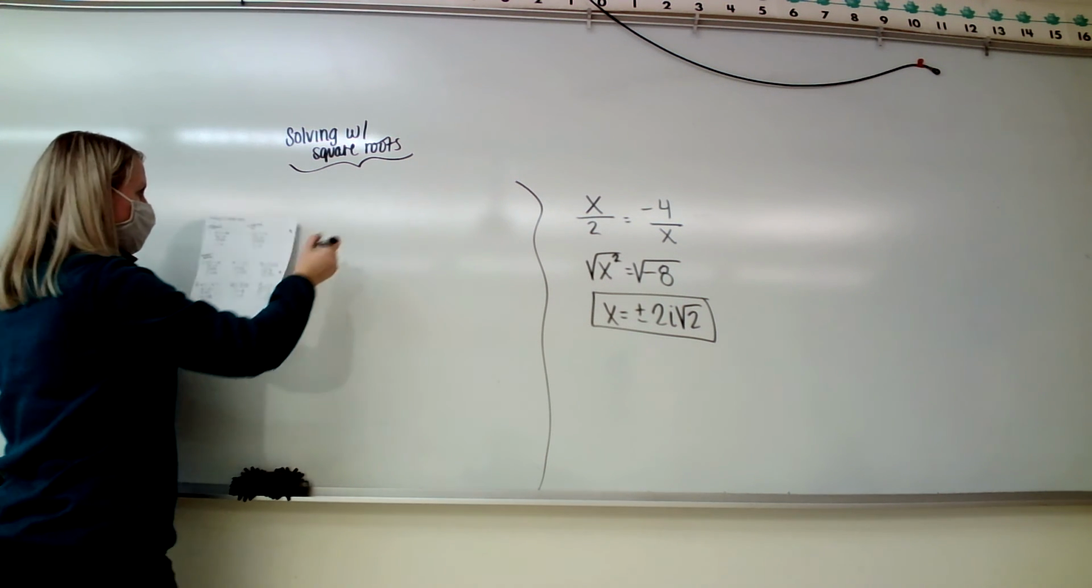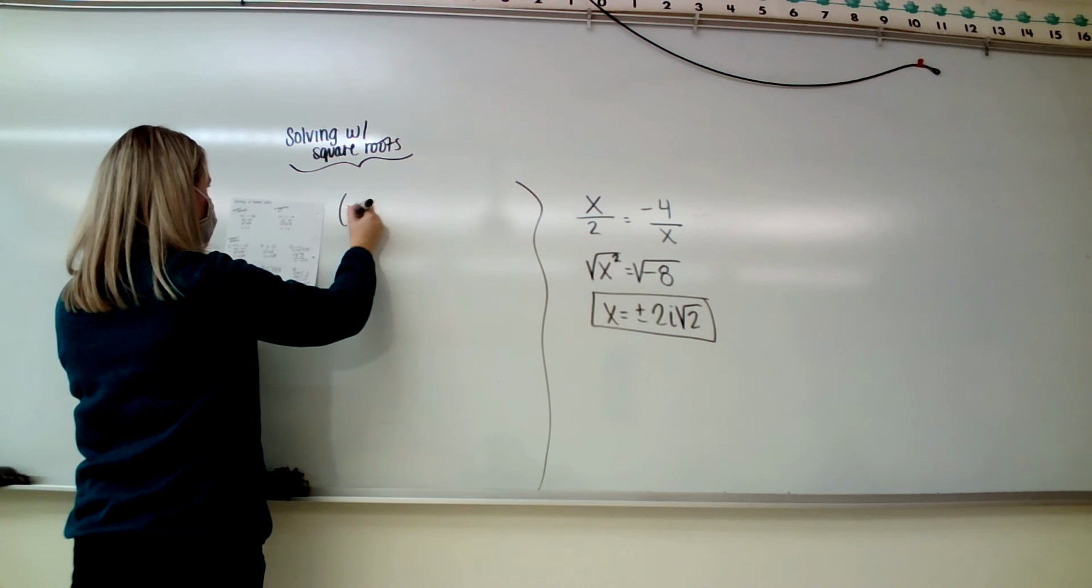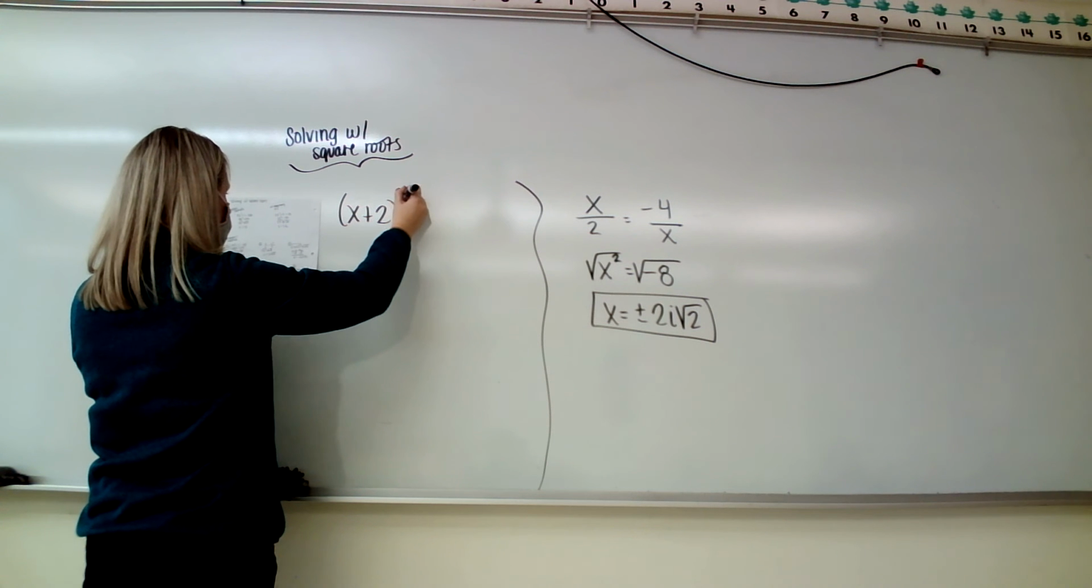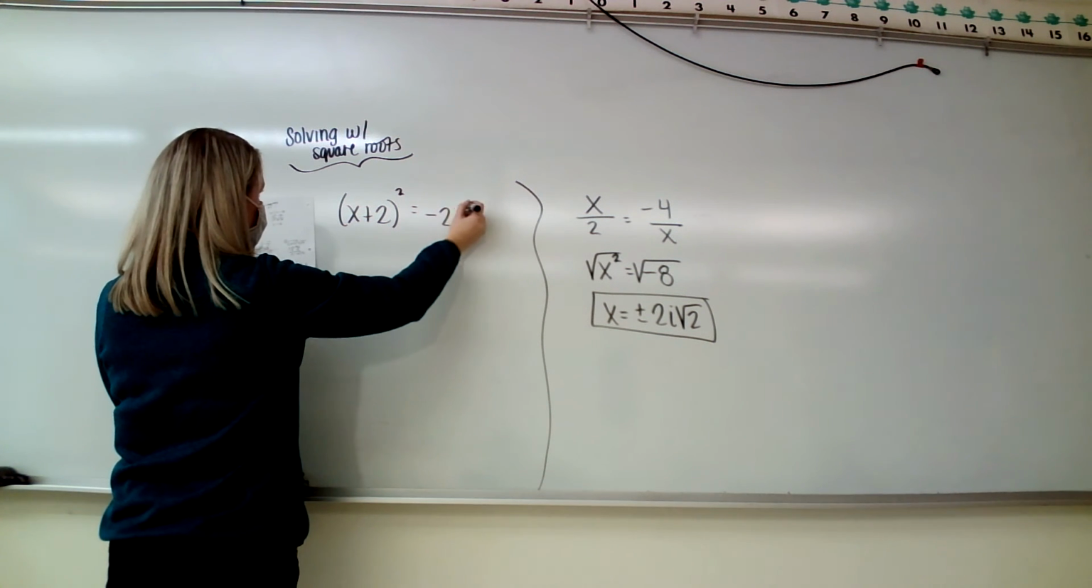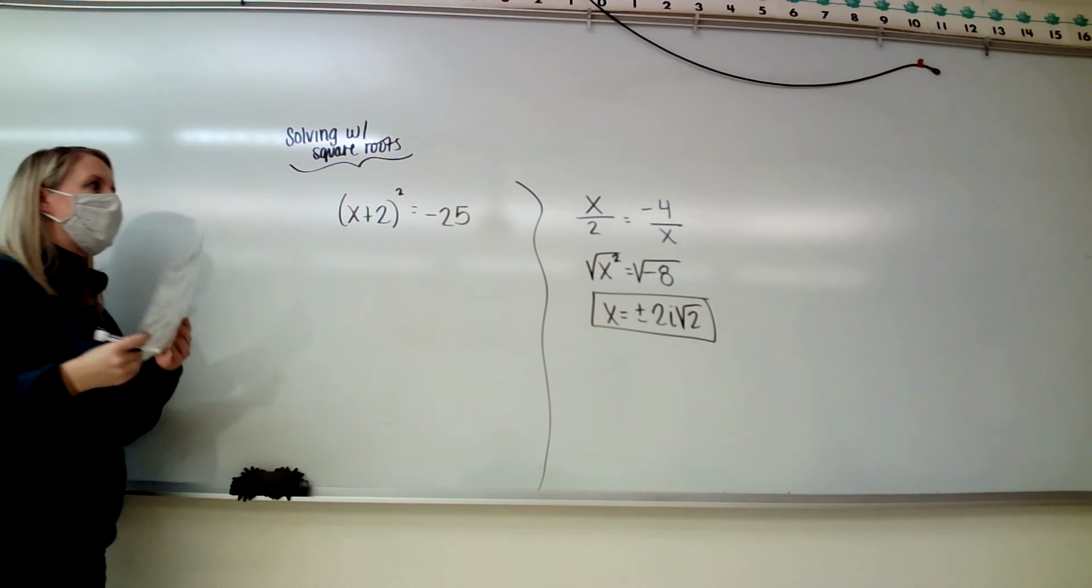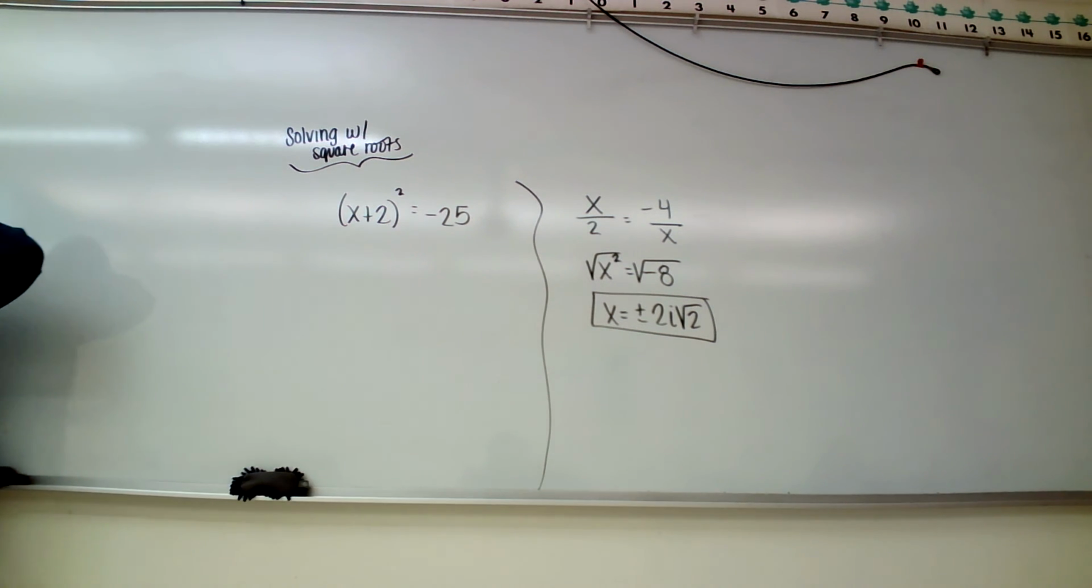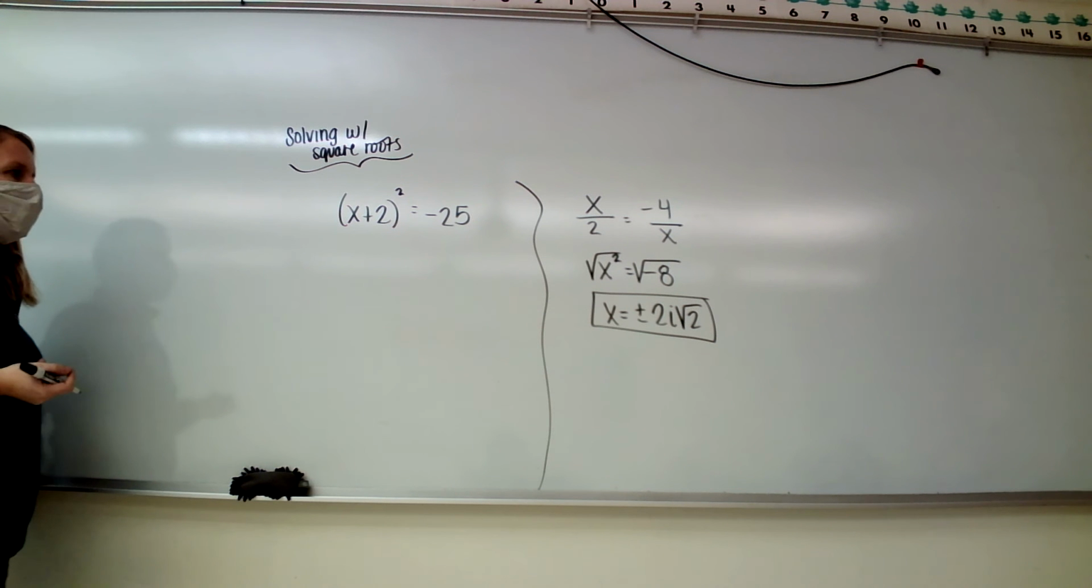So let's look at this one. I'm going to give you one or two to try. All right, this one's a little bit of a different setup. All the other ones just have x squared, whatever. This is x plus 2 in parentheses squared equals negative 25.